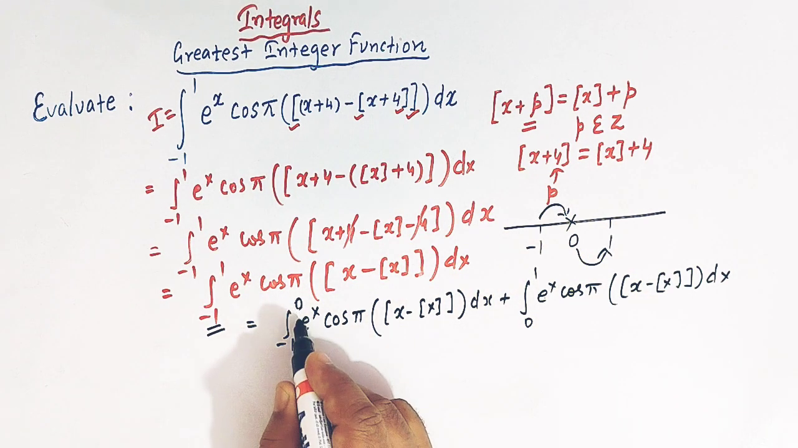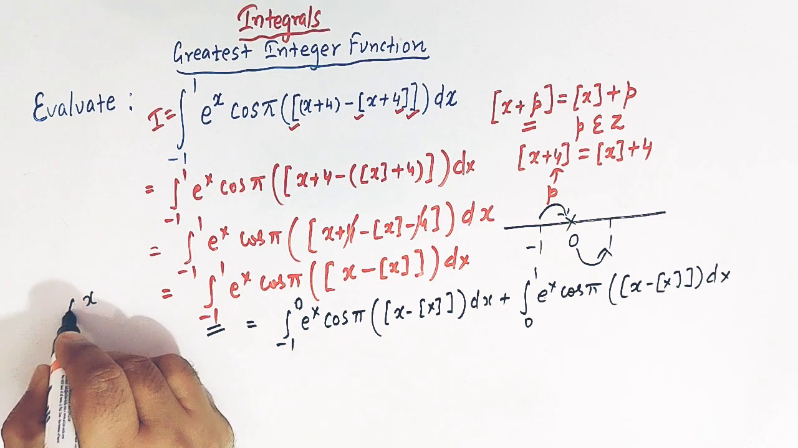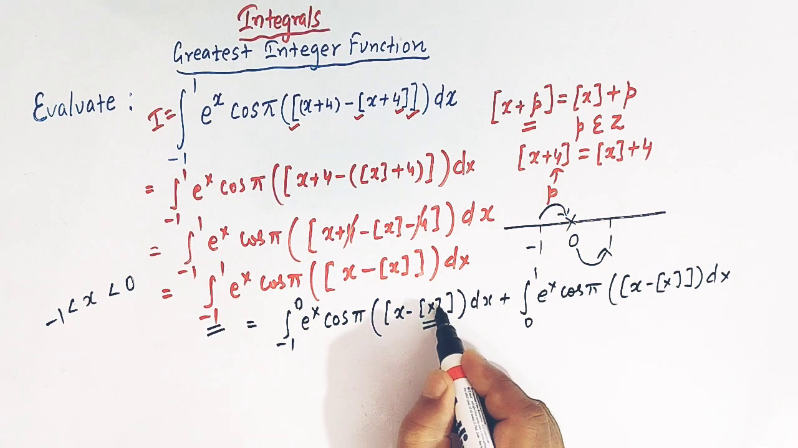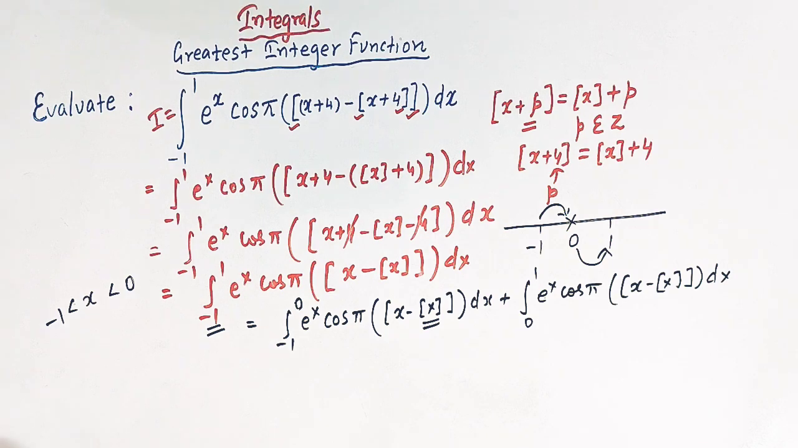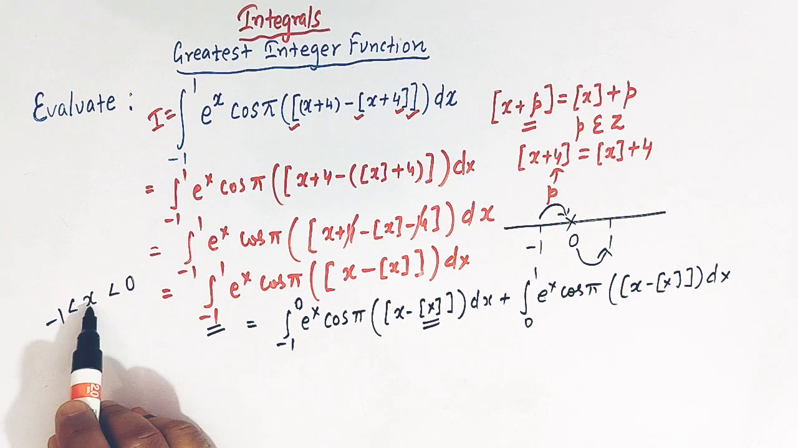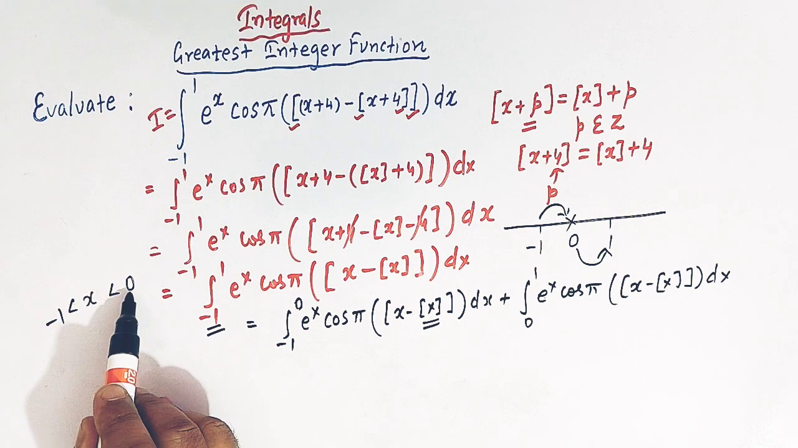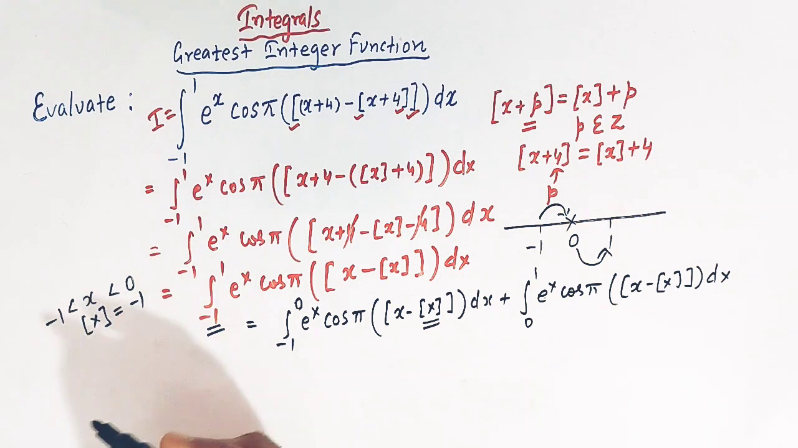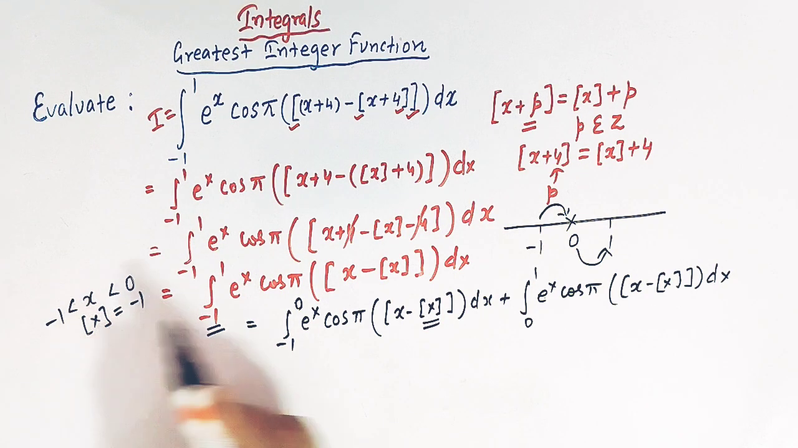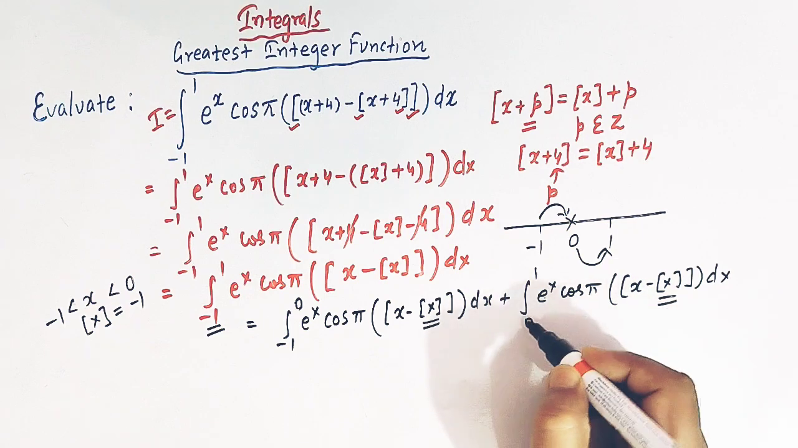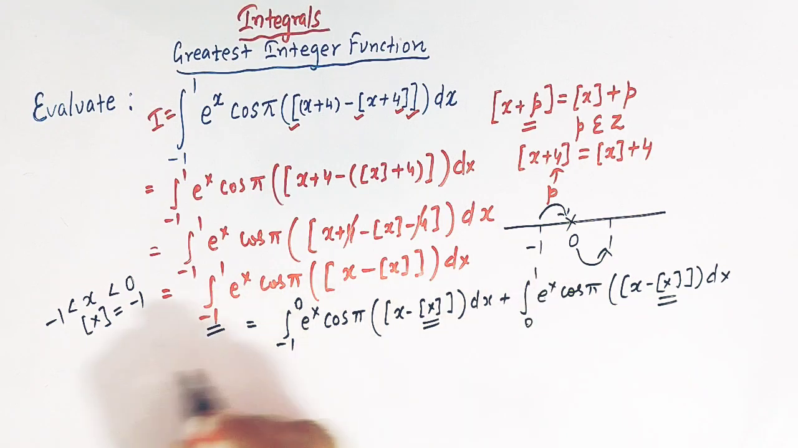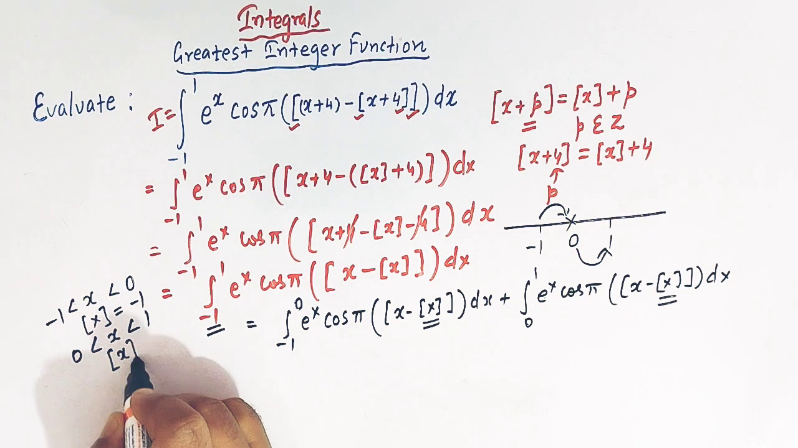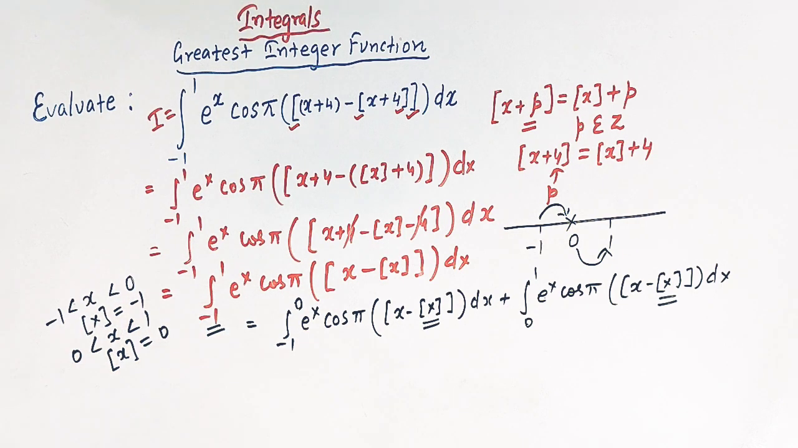Now see, in the first integral the value of x lies between -1 and 0, so here we have greatest integer of x. When x lies between -1 and 0, then the greatest integer of x must be equal to -1, by the definition of the greatest integer function. And in this integral we have the limits from 0 to 1, so x lies between 0 and 1, so the value of greatest integer of x should be equal to 0.